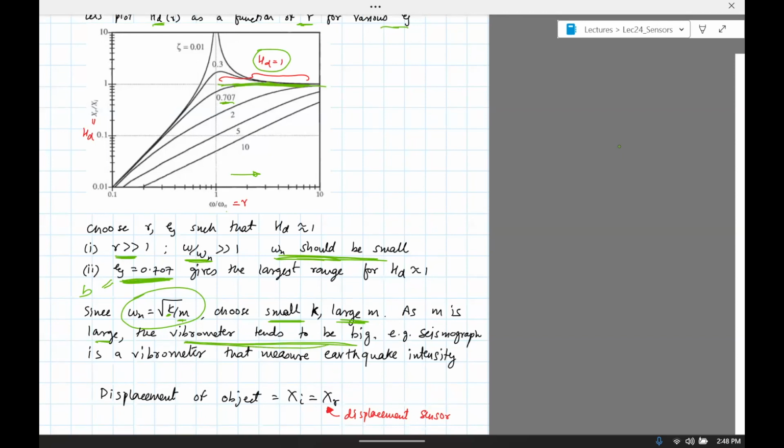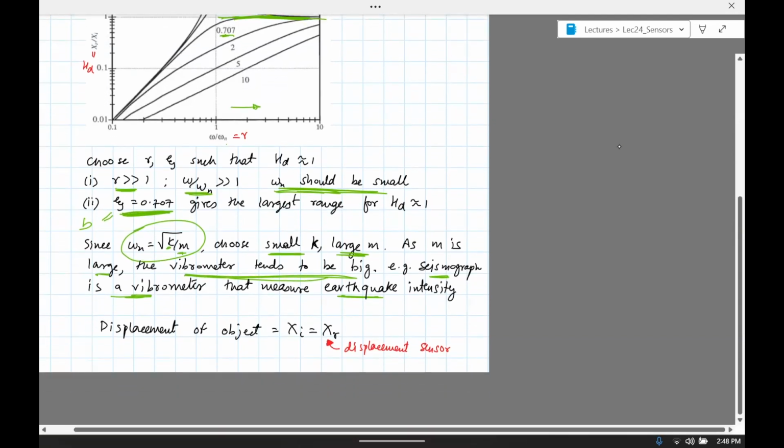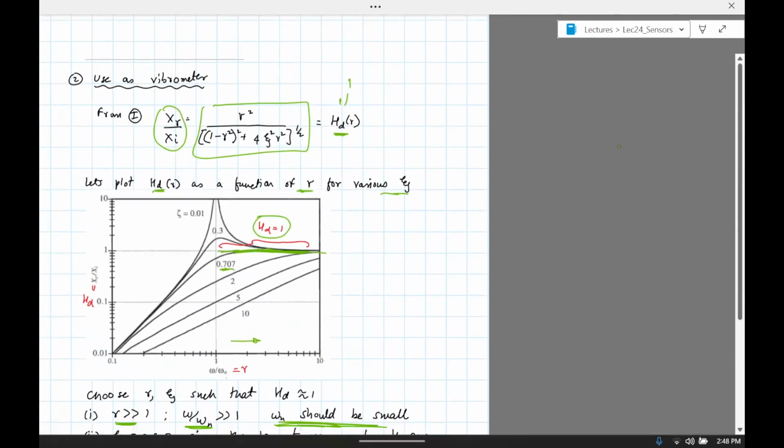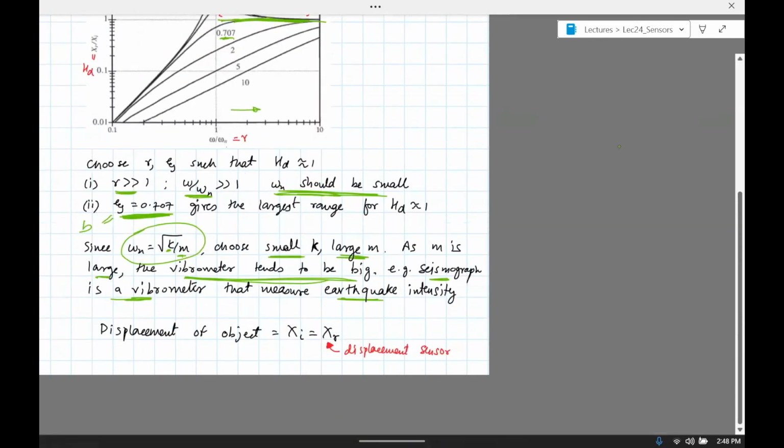This is good news because vibrometers measure, for example, a seismograph measures the displacement of the Earth, and you really don't want to travel with something that big. So it's fine if that was a large value. You can make the seismograph as big as possible, no problem, because it's going to be stationary on the Earth. So XR divided by XI is HD, which is 1 by design. If you want to measure the displacement of the object, all you do is measure the displacement of the big mass. You just need to measure XR, and that gives you the displacement XI.